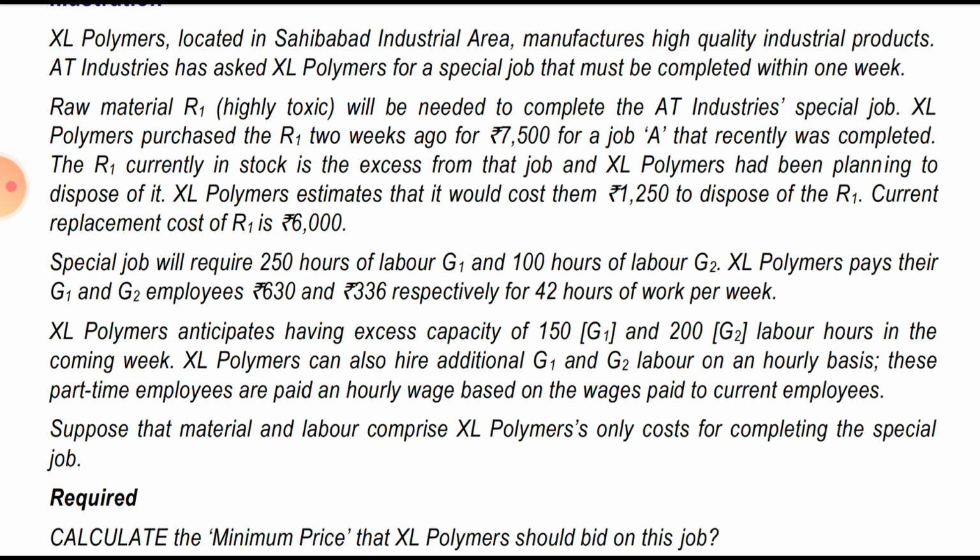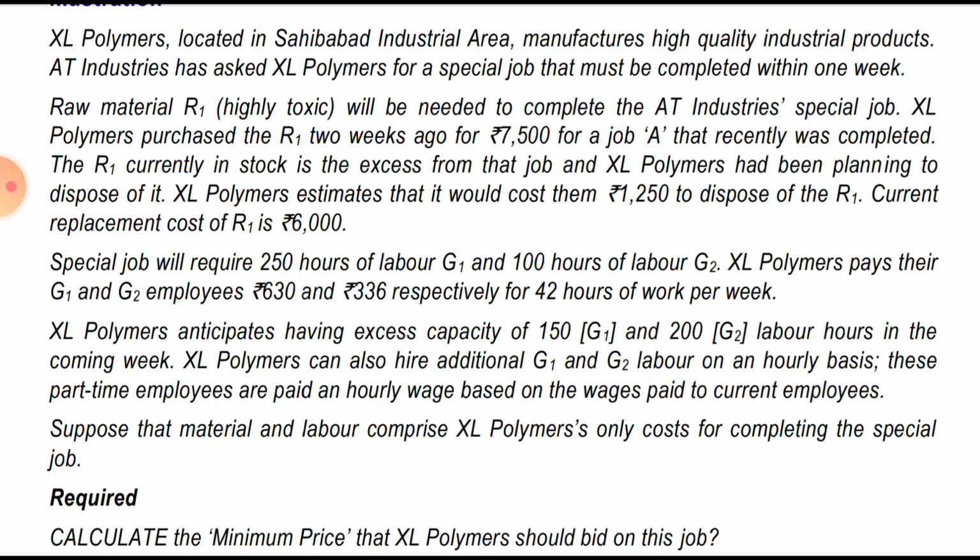Excel Polymer anticipates having excess capacity of 150 hours of G1. So how much do we require? G1 is 250, we have 150, so we require an additional 100 only. And G2 we require 100 and we have 200, so there isn't any requirement for G2 labor in the coming week.